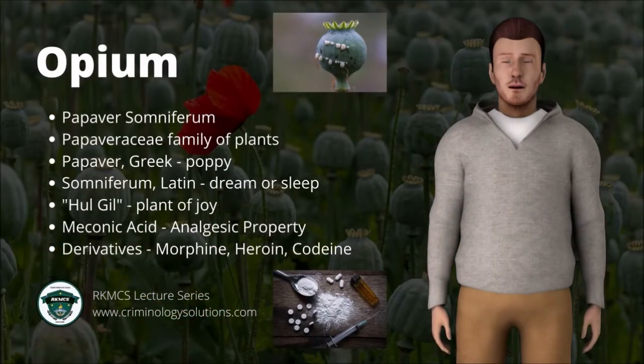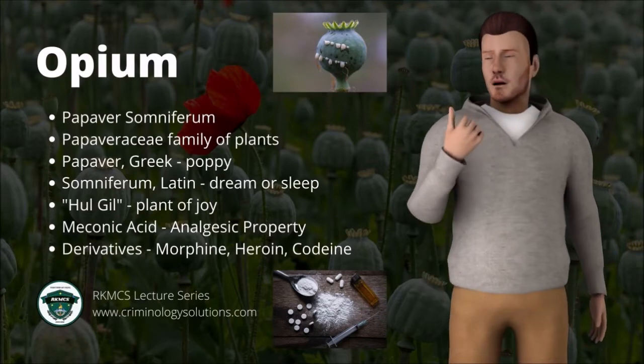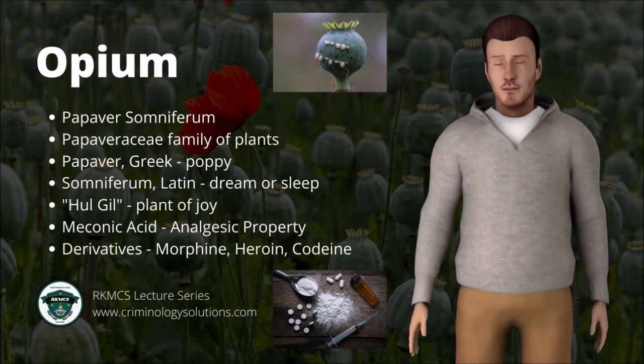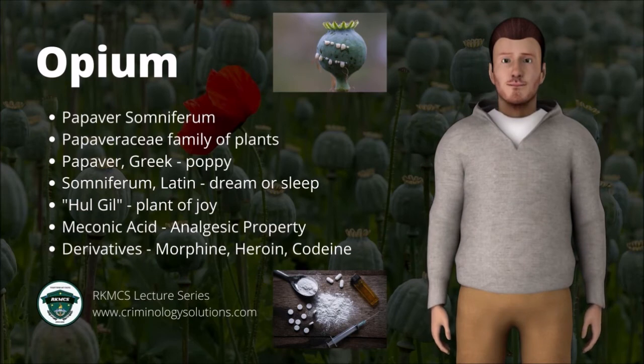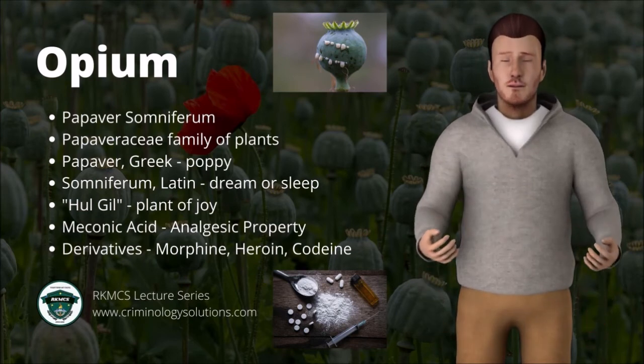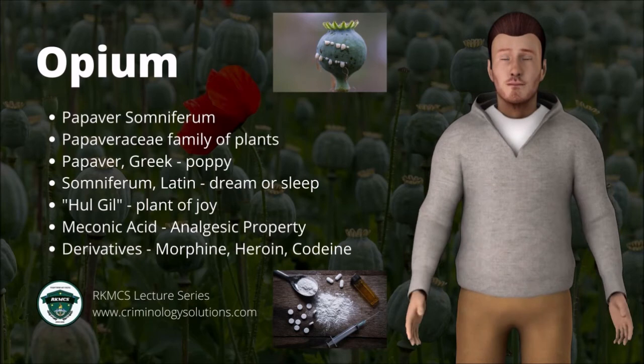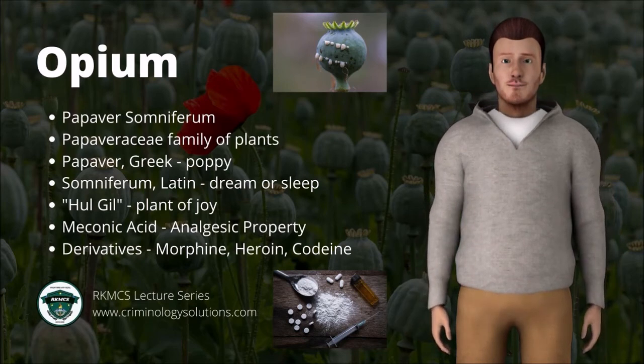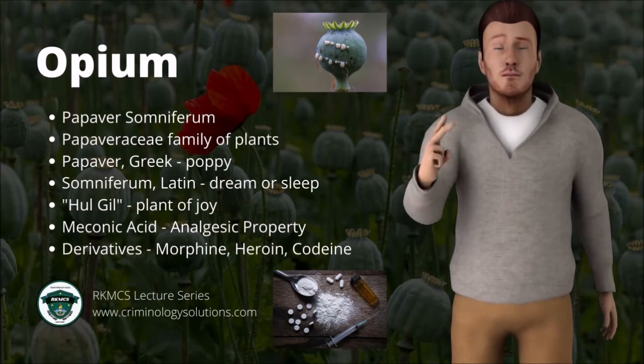Now, let's proceed to talk about the opium poppy plant. Opium is scientifically known as papaver somniferum. The word papaver is a Greek term which means poppy, while the word somniferum is a Latin term which means dream or induced sleep. The plant can grow from 3 to 6 feet in height.